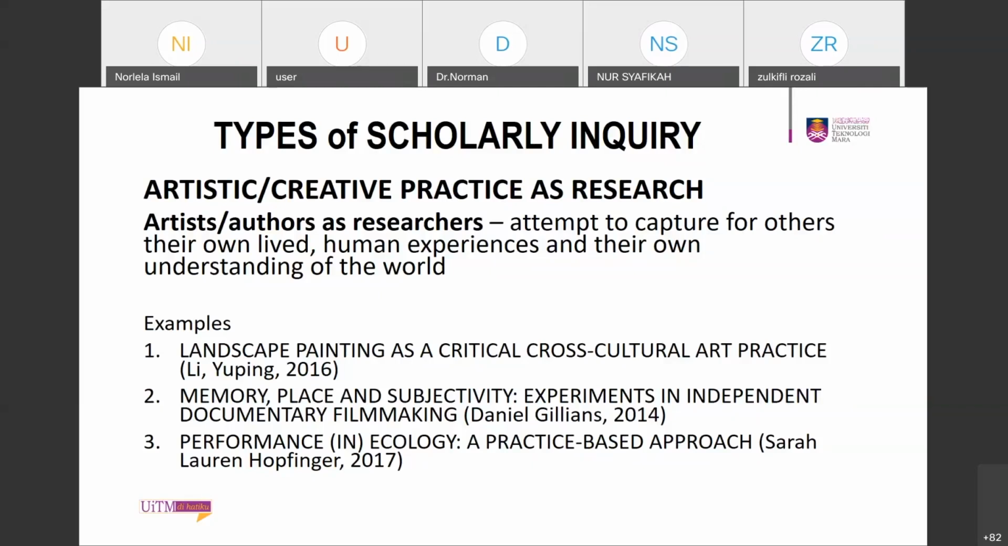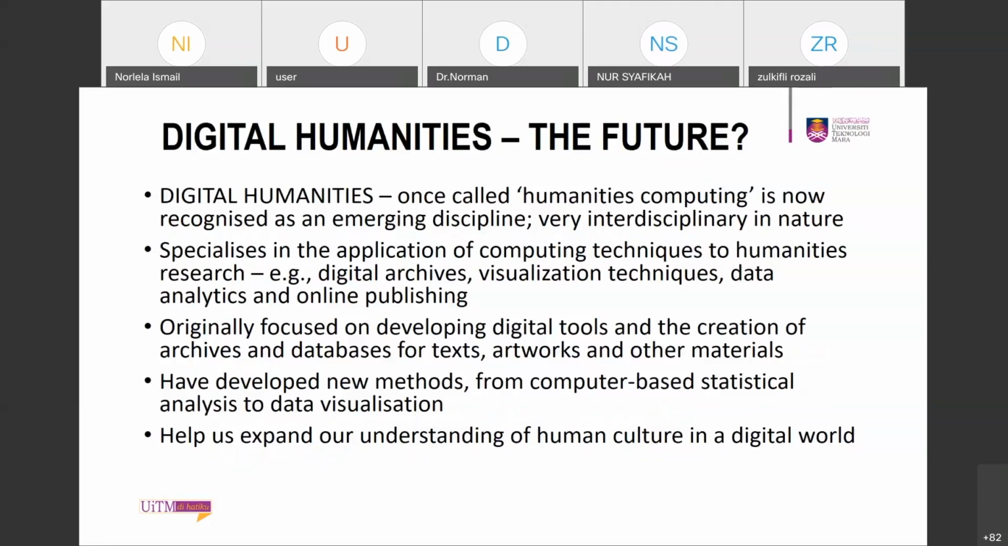She pursued her doctoral studies with a thesis titled Memory, Place and Subjectivity, Experiments in Independent Documentary Filmmaking, Performance in Ecology, the next one, a practice-based approach. So this is all artistic or creative practice as we say. So all these are types of scholarly inquiry in the humanities. So there's also this, which is very current, but it has been for quite some time over the last 40 years.